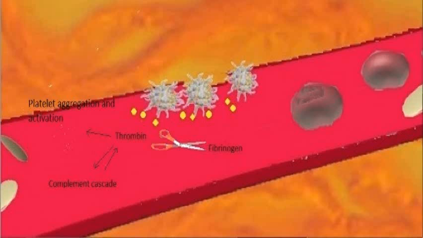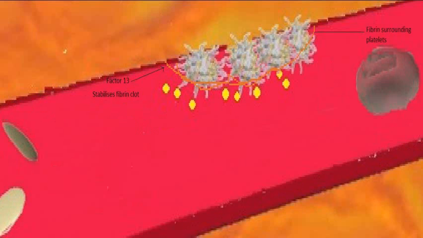In terms of coagulation, thrombin helps promote platelet aggregation and activation. Thrombin cleaves fibrinogen, which leads to the formation of fibrin. Fibrin, along with platelets, creates a homeostatic plug to reduce blood loss. Factor 13, which is part of the coagulation cascade, helps to stabilise the fibrin clot through induction of fibrin cross-linking.